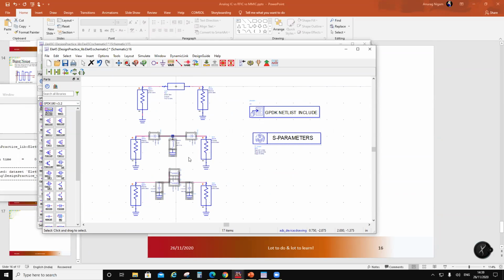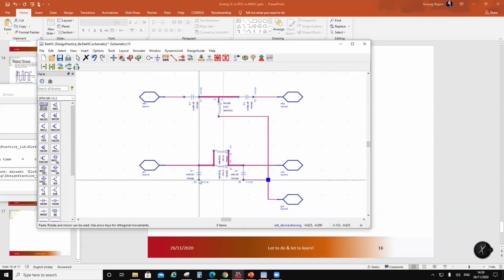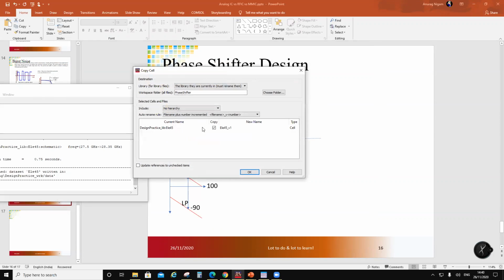Okay, I can get rid of these guys. Control C and Control V. Okay, so I'm done with 45 degrees. Now I'm going to do 22.5.